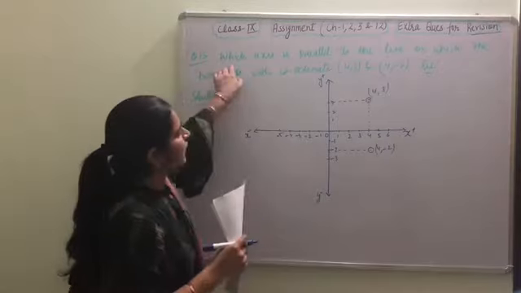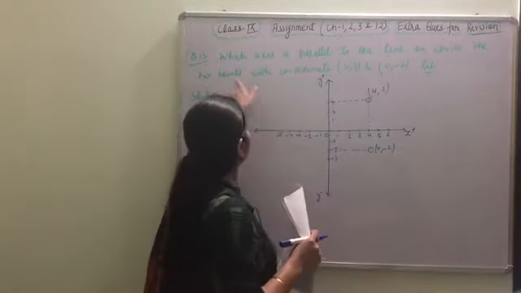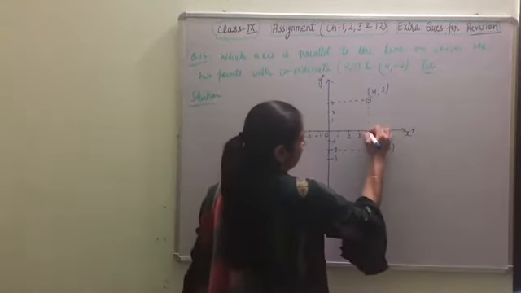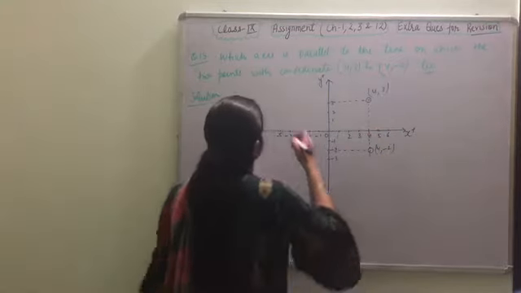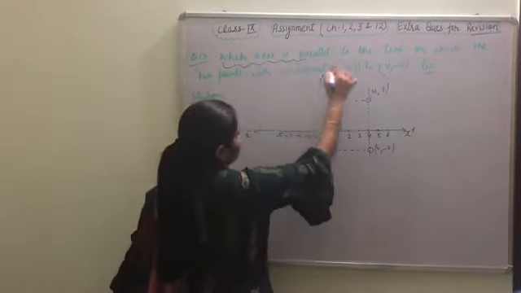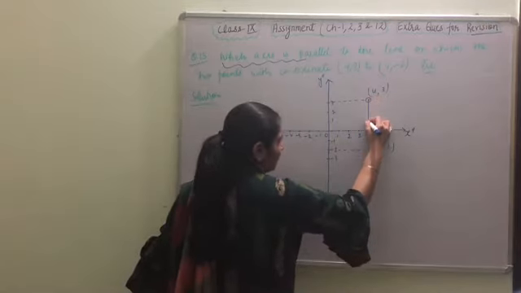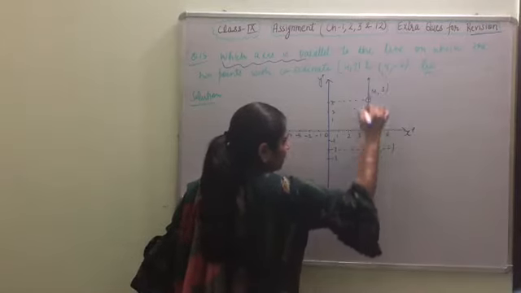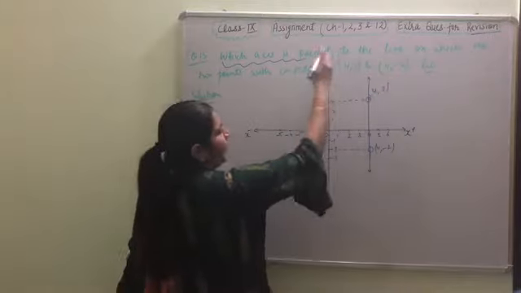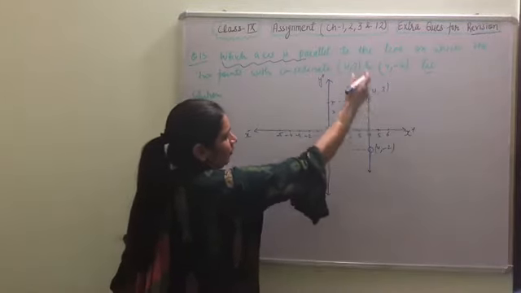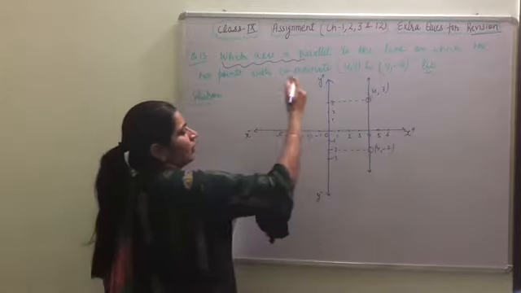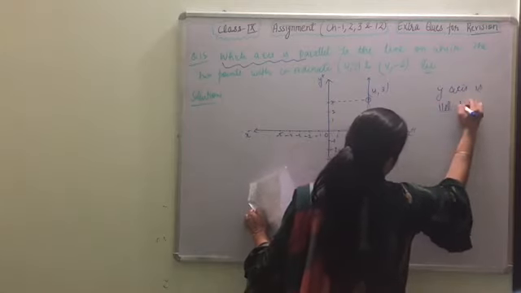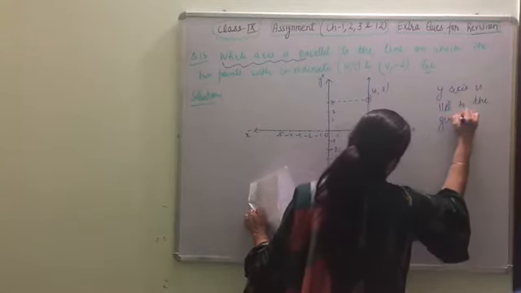But they are asking which axis is parallel to the line on which the 2 points with the given coordinates lie. When we join these 2 points, we get one line, and the question is which axis is parallel to this line. We can see easily from the given figure that the y-axis is parallel to the line. So the answer is: the y-axis is parallel to the given line.